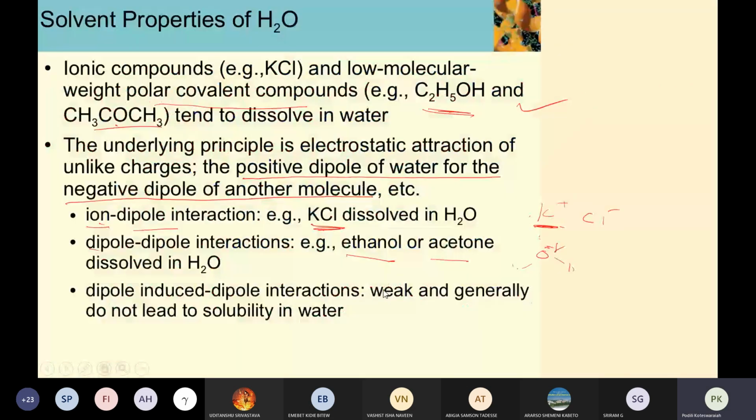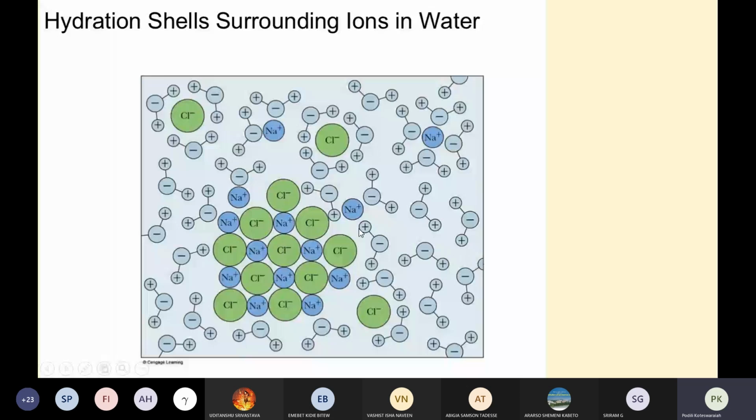That means in inorganic compounds like KCl, the ion dipole interaction takes place, whereas in case of organic polar compounds, the dipole interaction takes place. You can also see here, when any ionic compound is dissolved in water, the negative dipole of the ion interacts with the positive dipole of the water, that is H plus. In the same way, the positive dipole interacts with the negative dipole of the water. So that's why these ionic compounds dissolve in water.